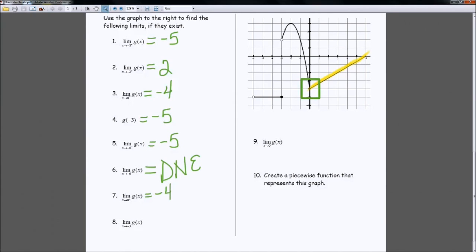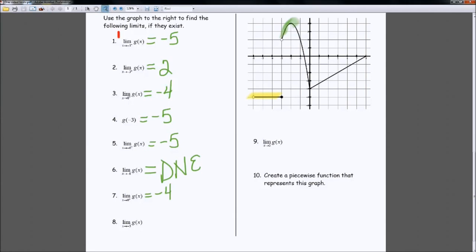Number 8 is asking us, again similar to number 6, does the left-hand limit equal the right-hand limit? Well, let's look. Let's go ahead and clean this up. I have a left-hand limit that's here, and I have a right-hand limit that's up here. There's no way that those two are coming out to the same y-coordinate. That's also reflected in the values they gave me.